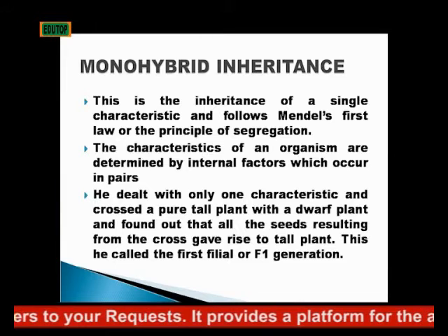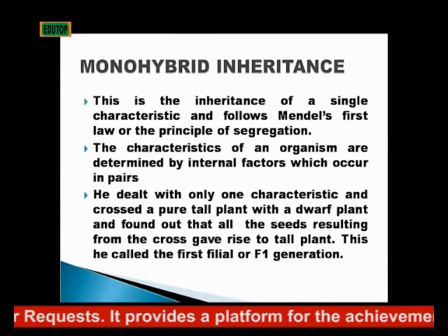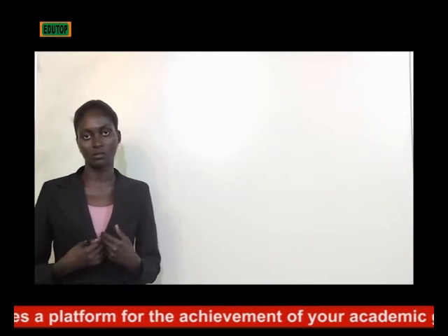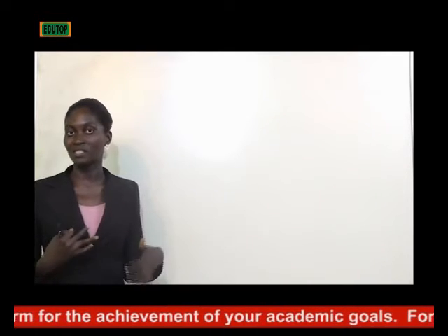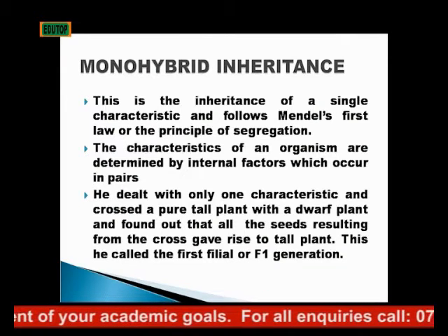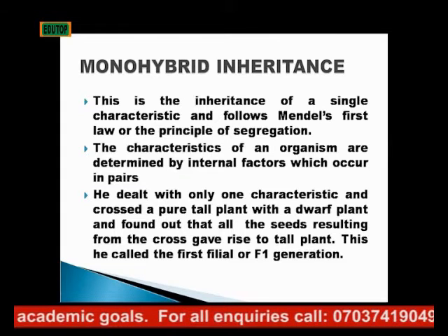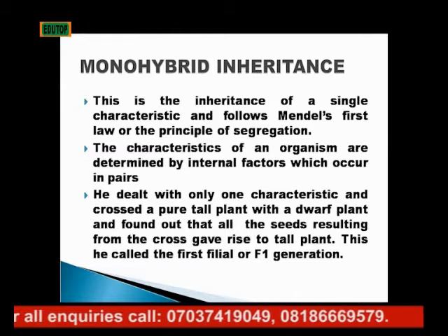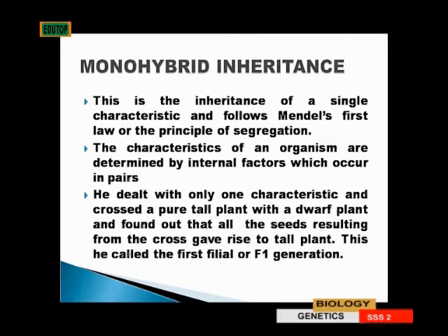Now we're talking about monohybrid inheritance. In the course of this class, we'll be looking at Mendel's laws, the first and second law, majorly. Monohybrid inheritance is the inheritance of a single characteristic, and it follows Mendel's first law. And Mendel's first law is also called the principle of segregation. The characteristics of an organism are determined by internal factors which occur in pairs, and that is called alleles.